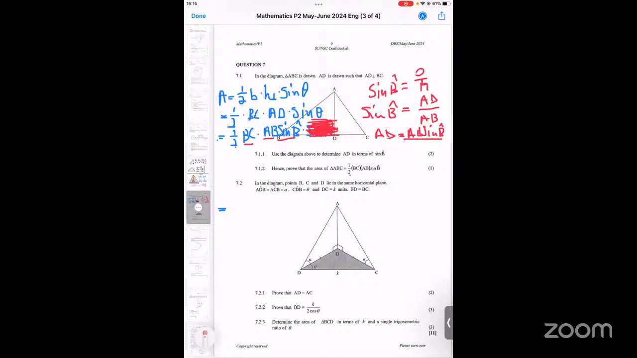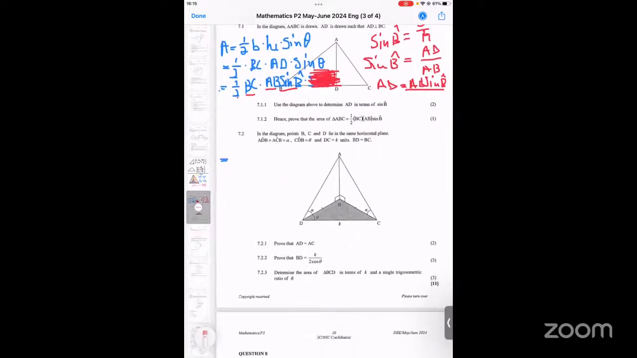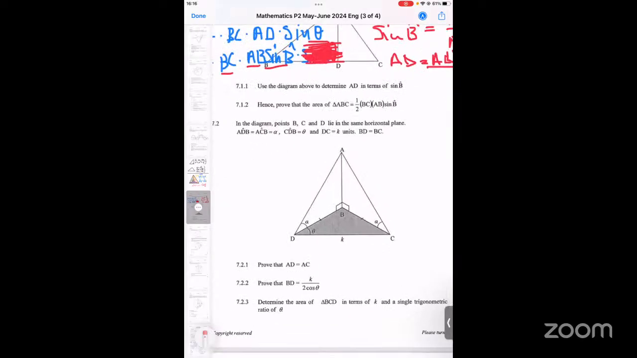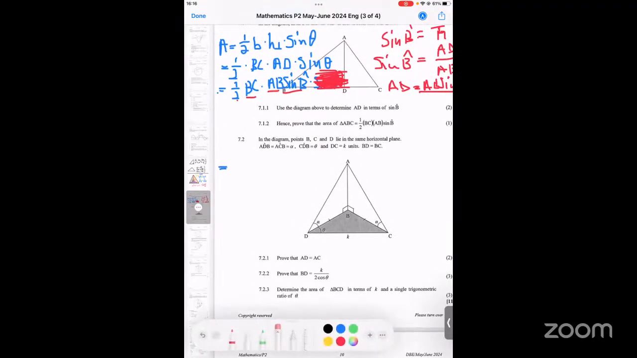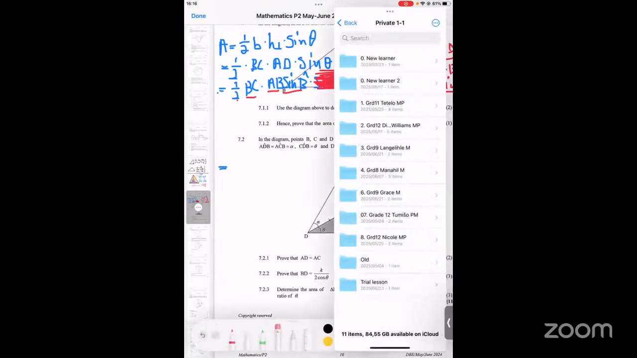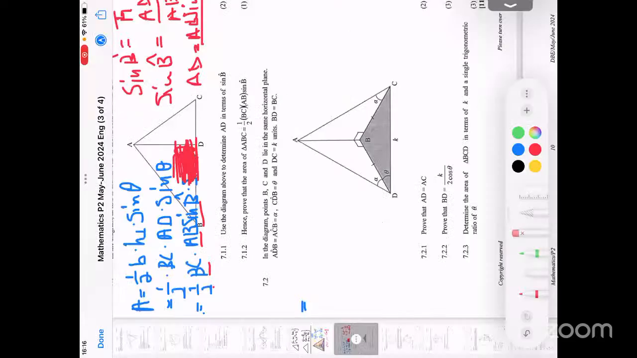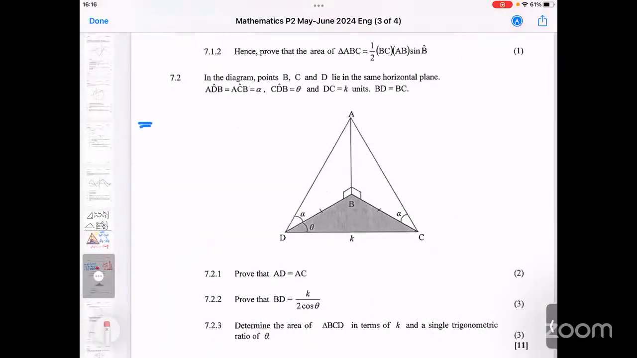Let's now jump on to that next one. Do you mind zooming in a bit on the diagram? Let me see if I can rotate it. I think it'll be better.